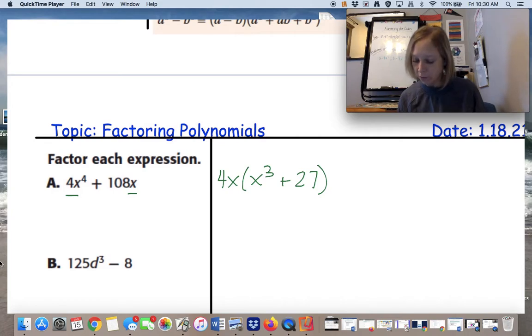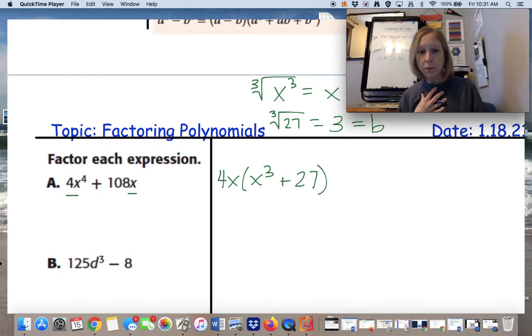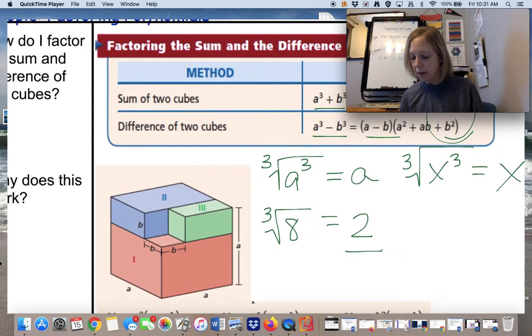27 is a perfect cube. The cube root of 27 is 3, because 3 times 3 is 9, 9 times 3 is 27. So when I'm looking at my formula, every time I see the letter B, I'm going to put a 3. In the A position, I see an x cubed. The cube root of x cubed is x, and every time I see the letter A, I'm going to put an x in that spot. So I have the formula memorized. I have it written behind me. I know there's a little bit of a glare, but let's take another quick peek up here. It starts with a plus b, and then a squared minus ab plus b squared.